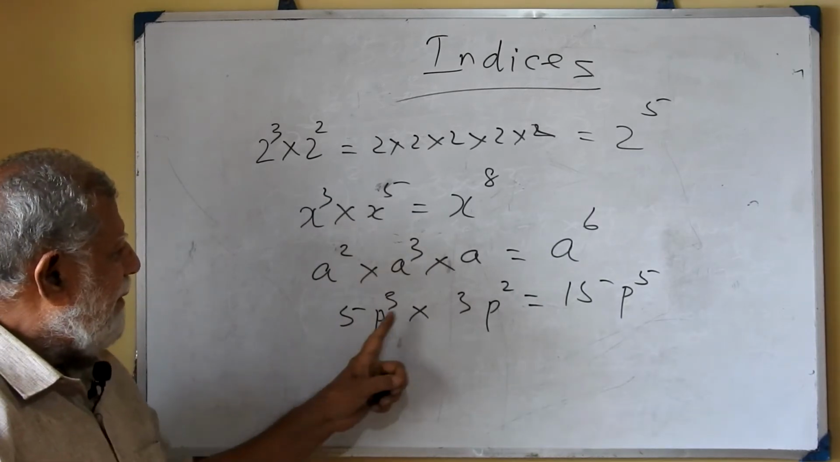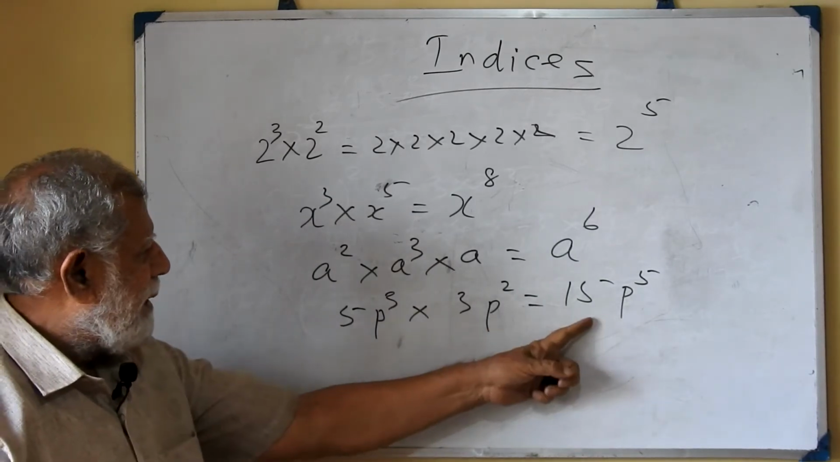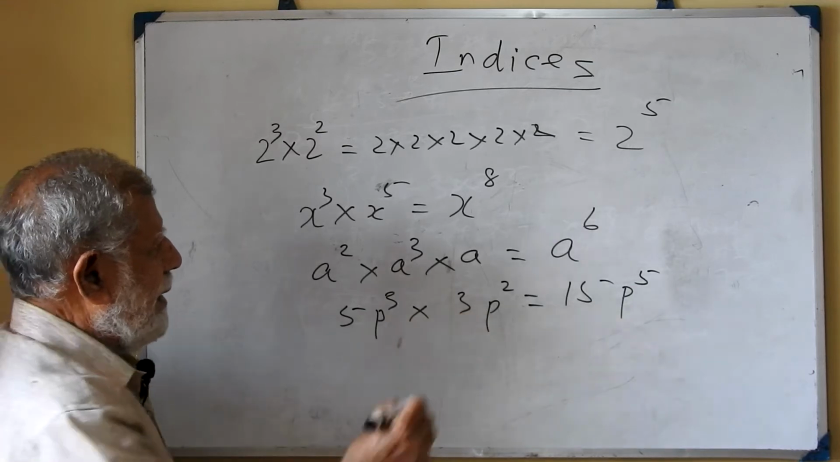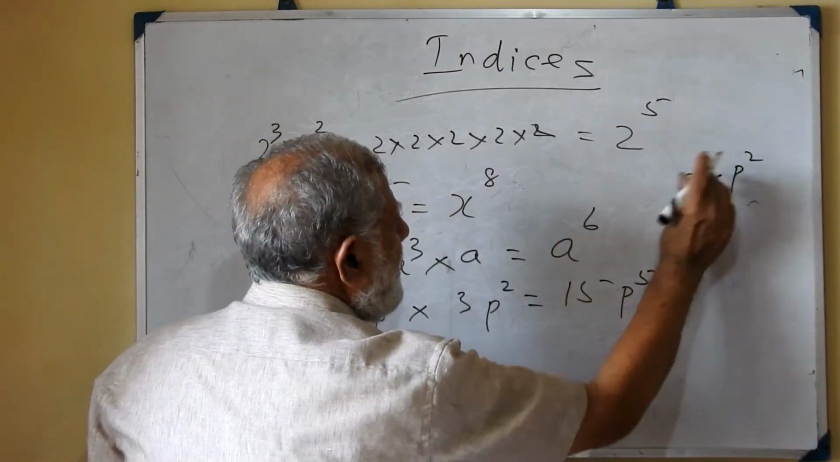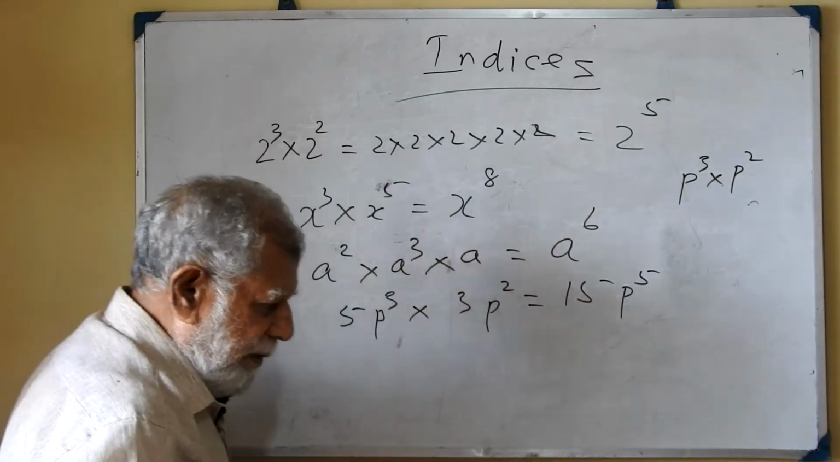Now we multiply 5 and 3. 5 threes are 15. And p cubed into p squared. We add the powers, p to the power of 5. We'll take another example.